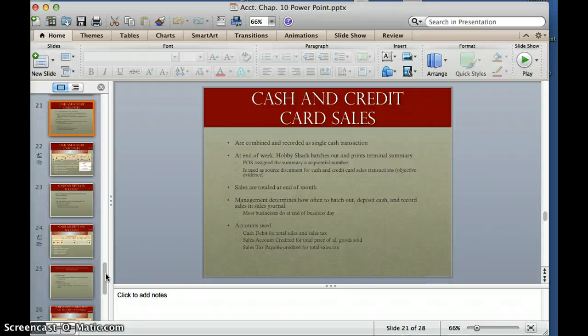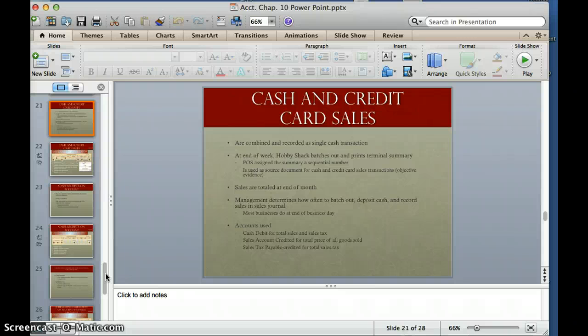They total all of their sales at the end of the month. Even though they're running some of those reports every day, they're looking at sales at the end of the month. Management will determine, depending on the business and how much business they have, how often they're going to batch out, deposit cash, and record sales in the sales journal. I know that Pit Stop uses a point of sale terminal, and they batch out every day at the end of the day, and that's what most businesses do. They do it at the end of business that day, because if you have an error, it's harder to find the longer you wait.